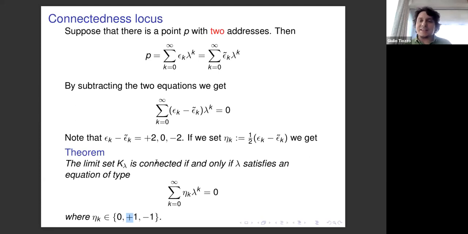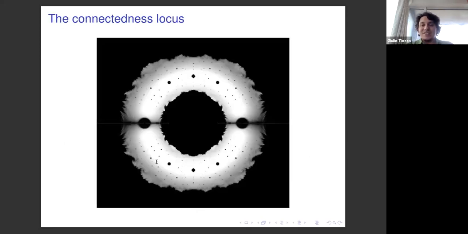And in fact, in this case, it's relatively simple to characterize, but still not so simple because you can see the pictures of this. So what if you plot the set of such lambdas? So here's the connectedness locus for this family. Basically, we're just taking all polynomials with coefficients 0, plus 1, or minus 1, in this case up to degree at most 14. And we draw all the roots. So you have a lot of roots because there's exponentially many such polynomials, and you plot them in the complex plane.